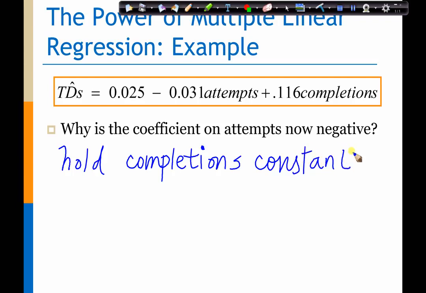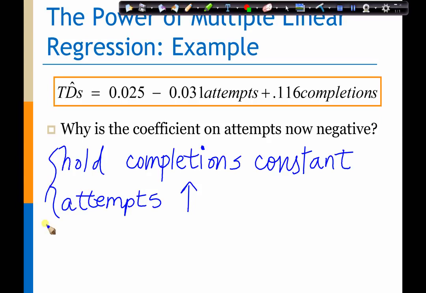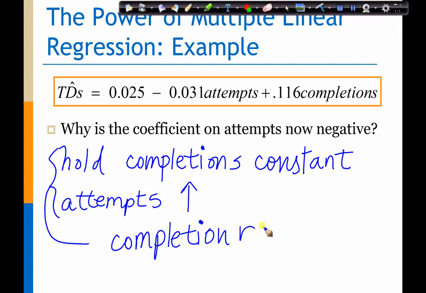I allow attempts to change. In this case, let's say attempts increase. What does that mean? Well, that means that my completion rate is getting worse. It's falling. Right? That's a bad thing. And so that's why the coefficient on attempts is negative.